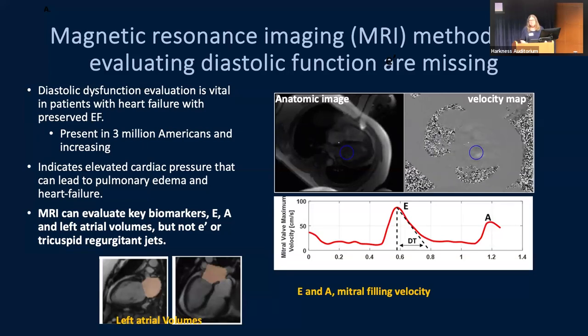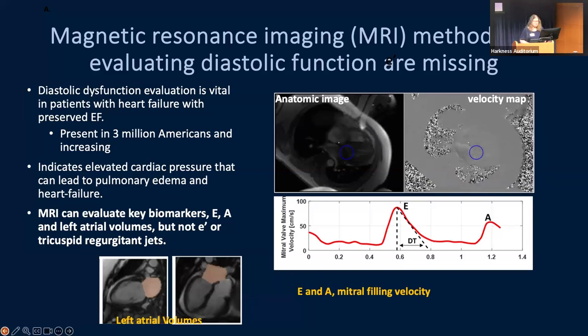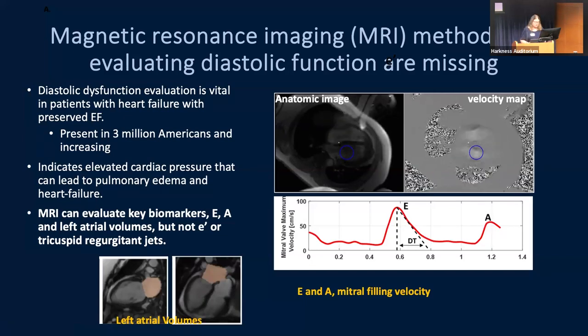MRI can definitely evaluate some of the key biomarkers of diastolic dysfunction, including E/A and left atrial volume, but it's not really able to measure E prime or tricuspid regurgitant jets. So this shows that we can measure left atrial volumes, and that is definitely a biomarker for elevated pressure in the heart. You see the left ventricle and the left atrium, which is highlighted, and higher volume means higher pressure.